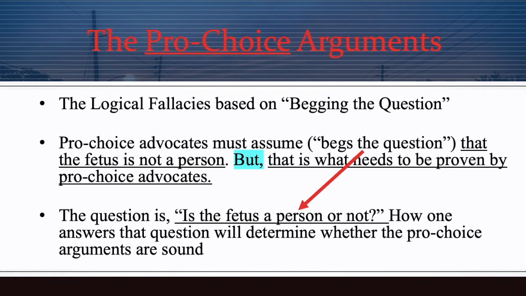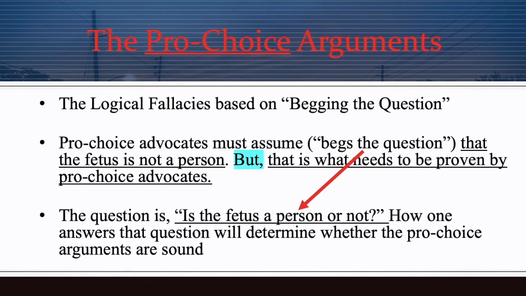So what they do is they assume that the fetus is not a person. But that's the crux of the issue. They need to prove that. They need to prove to answer that question, and they cannot. The question is this: is the fetus a person or not? How one answers that question will determine whether the pro-choice argument is sound.